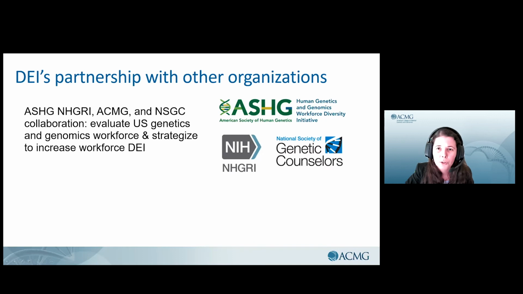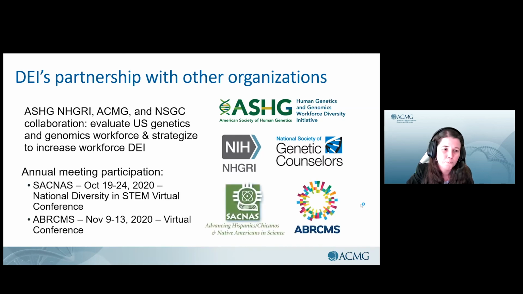So in terms of partnership with other organizations, and these are just some examples of that plan of action, together with ACHG, NHGRI, and NSGC, there's a collaboration to evaluate the US genetics and genomics workforce and strategize to increase the workforce diversity, equity, and inclusion. We have also targeted and participated in annual meetings from two different societies, the SACNAS and ABRCAMS, which are societies that promote science in minorities. We participated in the SACNAS meeting last year. We had a booth together with ASHG as well as with ABRCAMS, and got to meet with students and tell them about the genetics field in general and what they can do if they're interested in joining medical genetics.